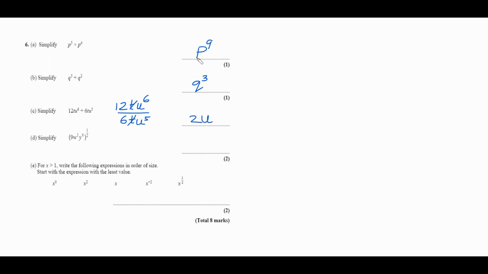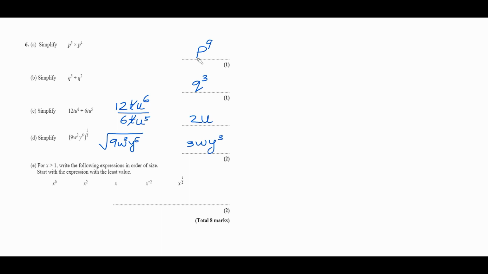It's basically a square root. So square root of 9w^2y^6. When you square root the 9, the answer is 3. W to the power 2, square root means the power gets halved. So w. Y to the power 6, the power gets halved. So y to the power 3.